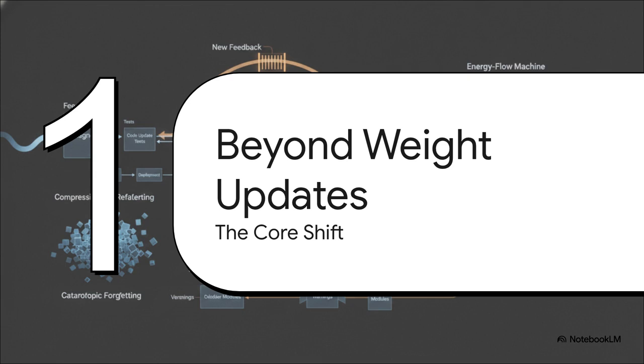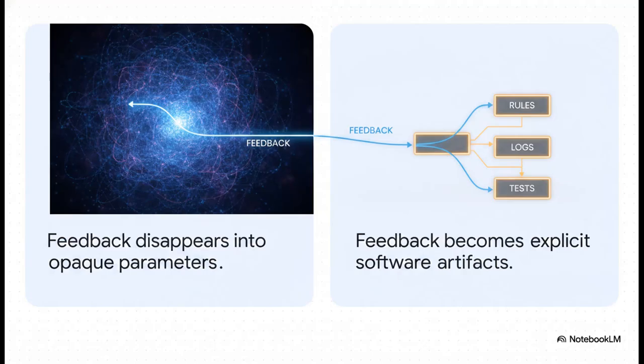All right, part one, beyond the weight update. For over a decade now, the dominant learning paradigm has basically been all about data, loss, gradients, and parameter updates. You show a model data, it figures out how wrong it is, and it adjusts its internal weights. Now, this creates incredibly powerful systems, no doubt about it, but it also concentrates all that knowledge inside a really dense, opaque substrate. When the system learns something new, that feedback completely vanishes into hidden parameters.